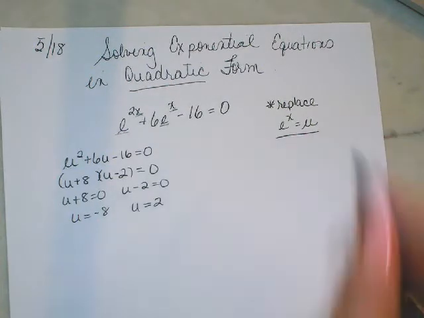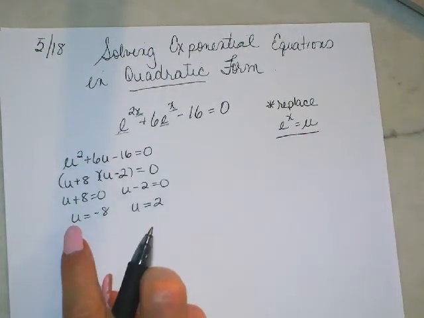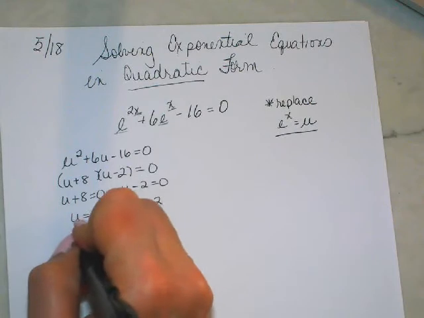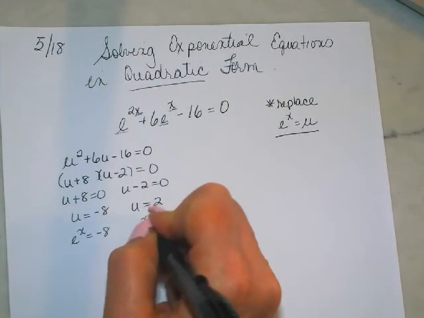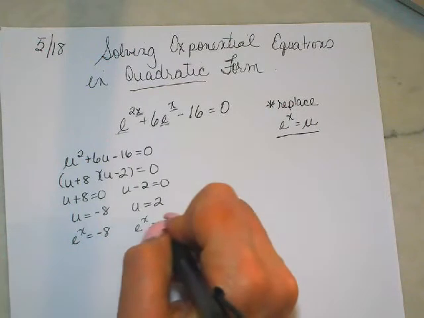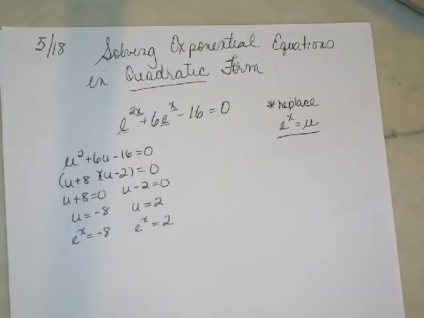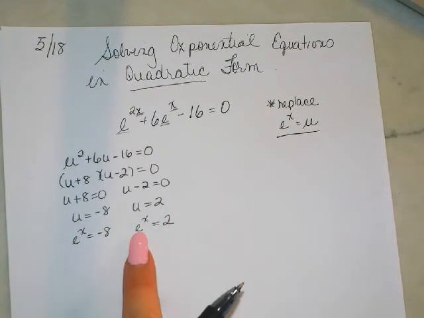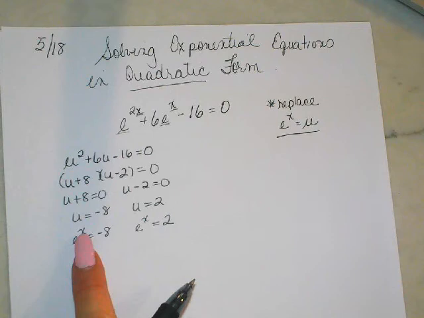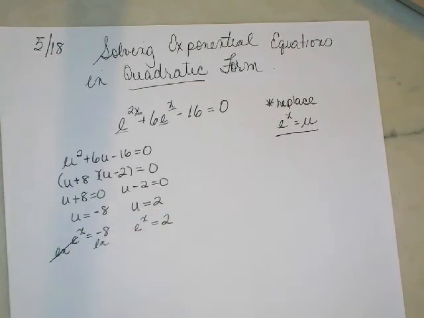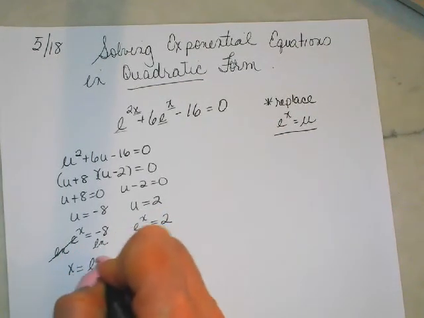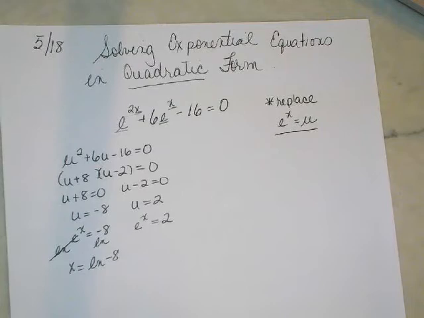But remember, we did that to help us solve this. We have to now go back and substitute it back in. It's not really u. It's e to the x equals negative 8, and e to the x equals 2. To solve this kind of equation, whenever we have a base of e, this is our base, this is our exponent, we use the natural log, ln. We'll take the ln on both sides. Remember, ln of e cancels out. So x is equal to the ln of negative 8.